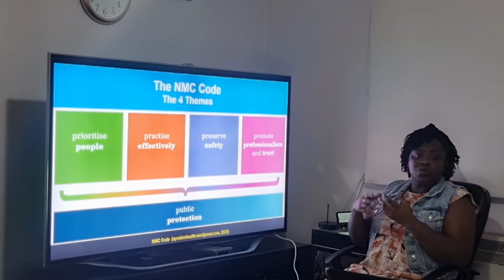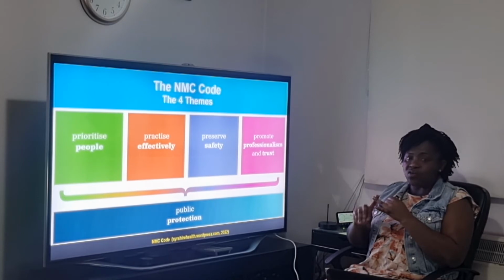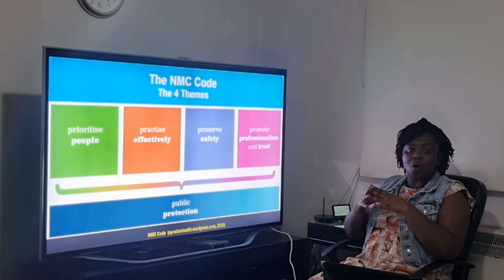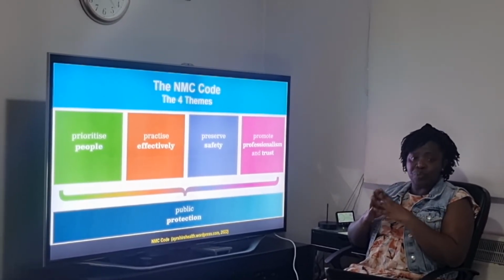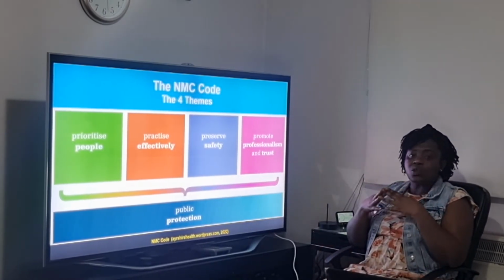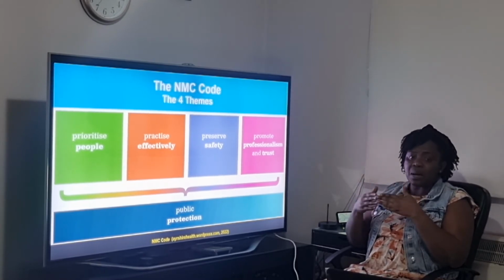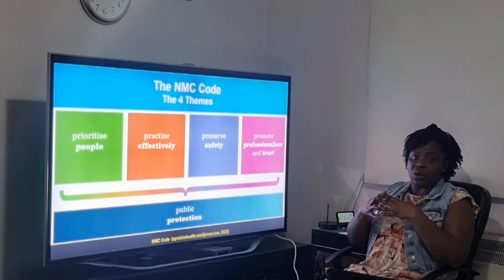Prioritize people. This requires that nurses uphold people's dignity and respect, irrespective of their gender, race, sexuality, religion, and treat them as individuals. The registered nurse always acts in the best interest of the people, as well as respecting patients' right to privacy and confidentiality. Practice effectively. This requires nurses to act in accordance with the best available evidence, such as the ability to interpret results and use this to communicate decisions which they will be accountable for, and to delegate tasks and duties to the other members within the setting in which they work, as this will result in better patient outcomes.